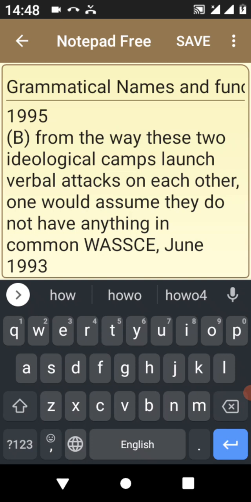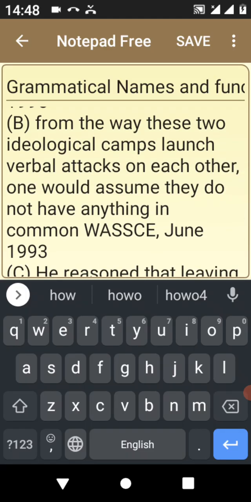So the underlying words there are: they do not have anything in common. That is WASC 1993. They do not have anything in common; because of the verb have there, it is a noun clause. One would assume something.